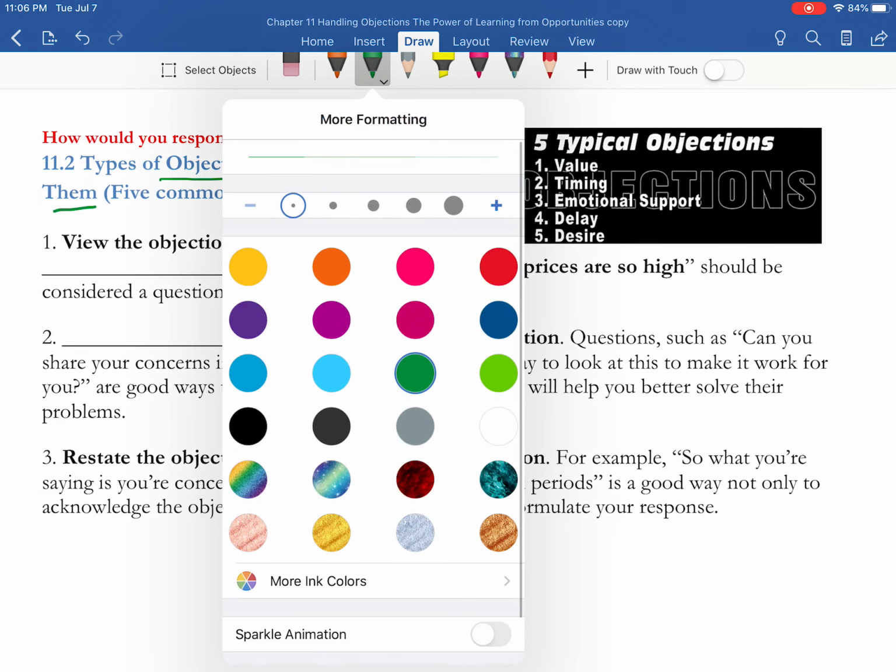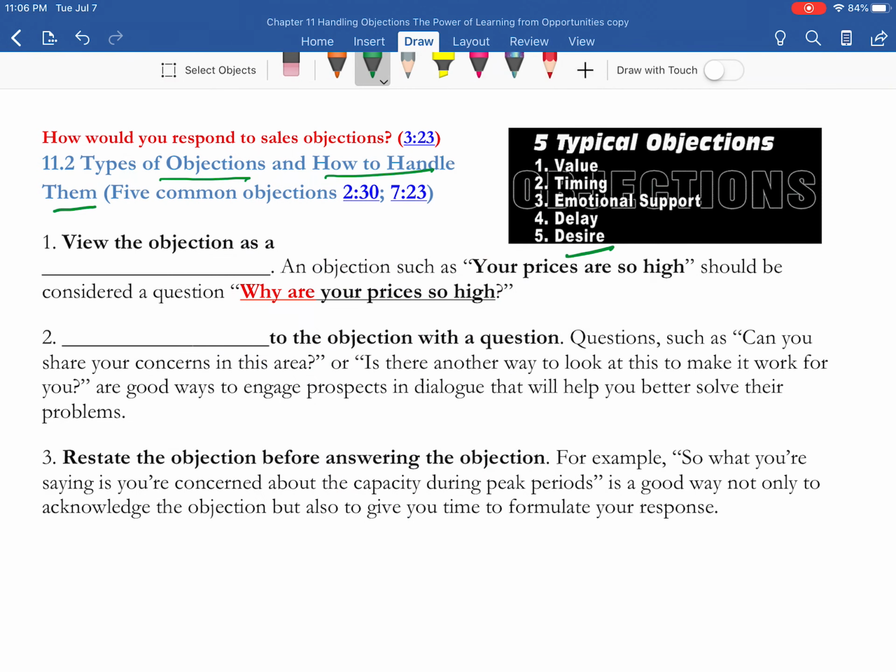And sometimes there may be a lack of desire. In that case also you have to address it, and you have to create interest in them so that they will be able to change their mind and start buying from you. So these are some important things that I want you to think about when it comes to some common objections. And I believe they are given in this particular video clip.